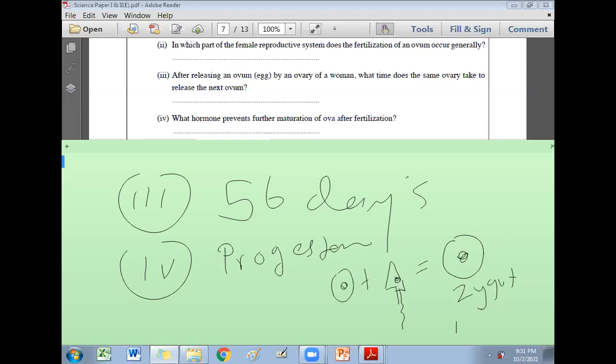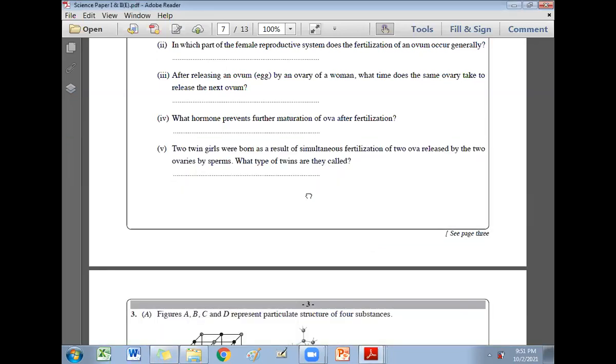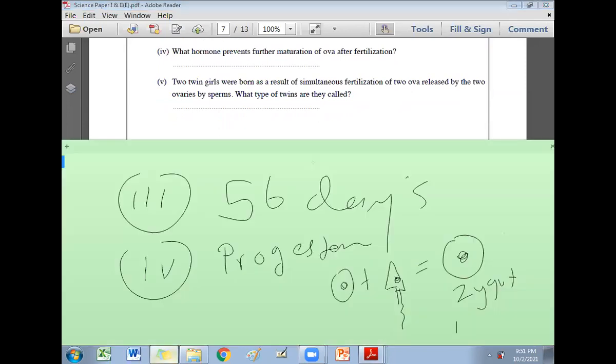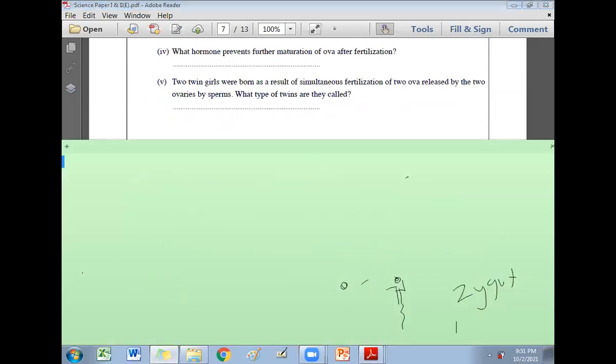Let's see the answer for part 5 now. Two twin girls were born as a result of simultaneous fertilization of two ova released by the two ovaries by sperms. What type of twins are these called? There are two types of twins, called identical twins and non-identical twins.